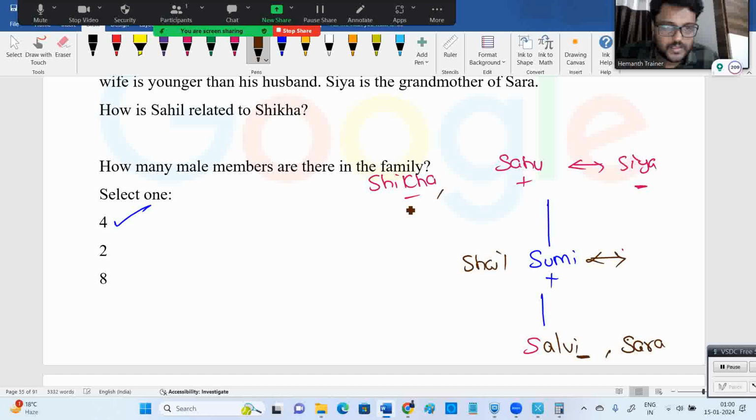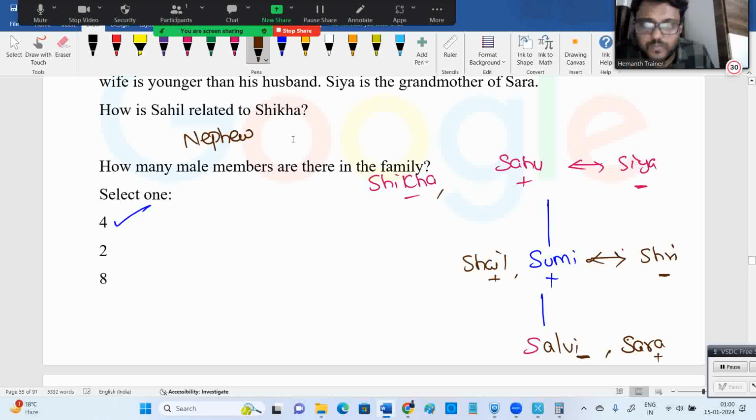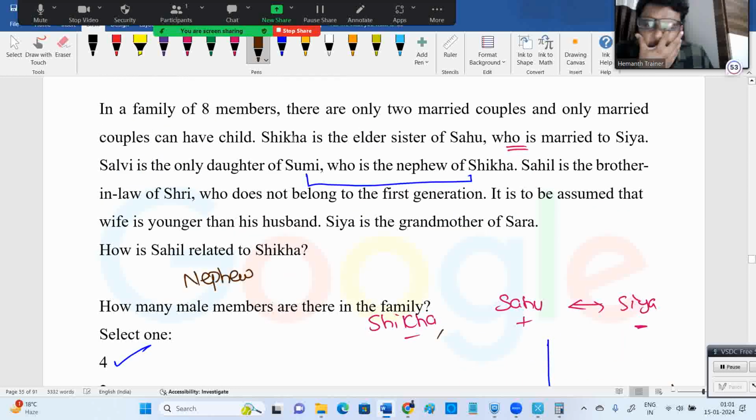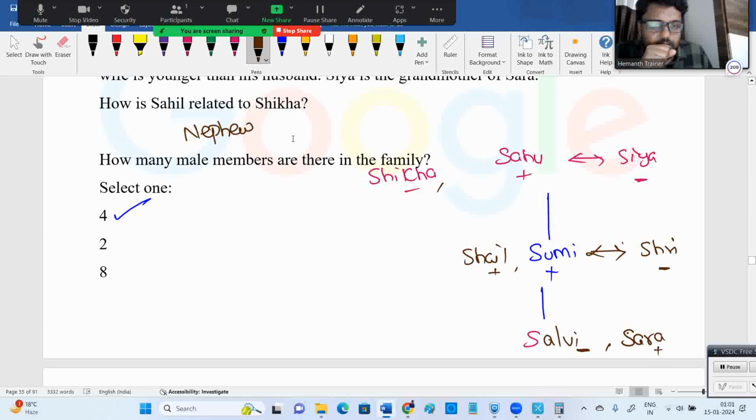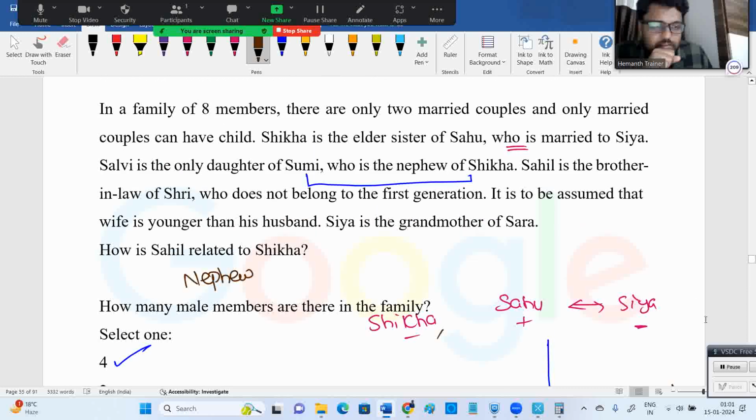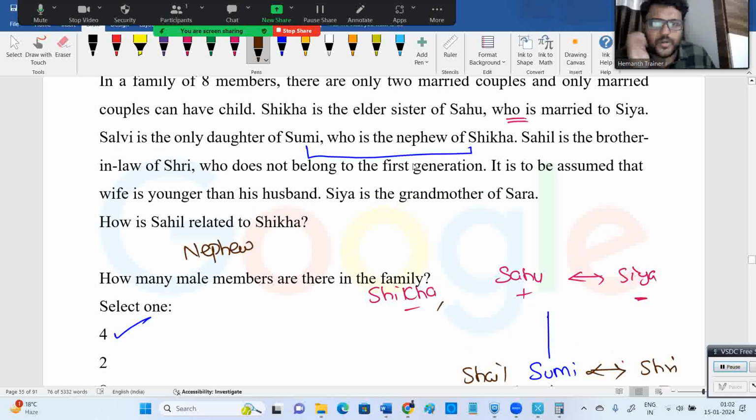Shahil is the brother-in-law of Sri. This is one assumption, so it can be 4 male members in the family. How is Shahil related to Shika? Nephew only. We'll see if anything else is possible with the data. Only married couples have children. Shika is the elder sister of Sahu. There should be one more person there. Total how many are gone? All 8 are gone, right? We'll check once. Yeah, with the data, this is the only possible case, right?